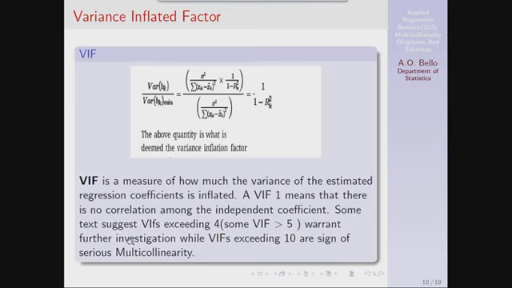Some texts suggest that a VIF that exceeds 4 needs to be probed further or investigated. Some texts also suggest that when VIF is greater than 5, that's when we actually need to look inward and see what we can do. You might decide to choose any one of interest, but I will still want us to stay with 5. So when we have VIF greater than 5, there is a need for us to investigate and see what is happening. But when we have a variance inflation factor of more than 10, it is a sign of a serious multicollinearity problem.